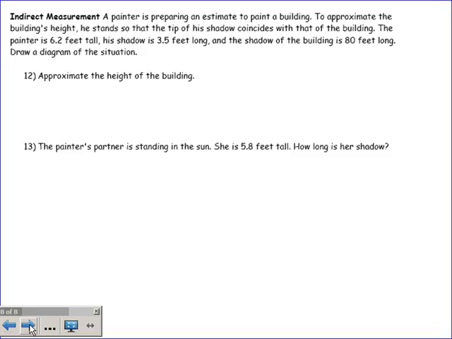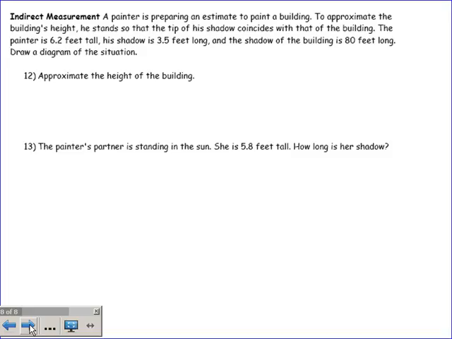Indirect measurement. The last things that we have been doing have all been indirect measurement, because you're not actually able to measure the tree. You're not actually able to measure the flagpole. It says a painter is preparing an estimate to paint a building. To approximate the building's height, he stands so the tip of his shadow coincides with that of the building. The painter is 6.2 feet tall. His shadow is 3.5 feet long. The shadow of the building is 80 feet long. Draw a diagram of the situation.